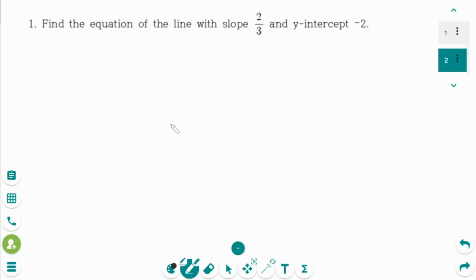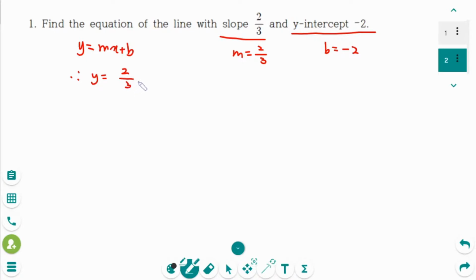This is the first question. Slope-intercept form is y equals mx plus b. M is slope, which is 2 over 3, and b is y-intercept, which is minus 2. Therefore, y equals 2 over 3x minus 2. This is the answer.